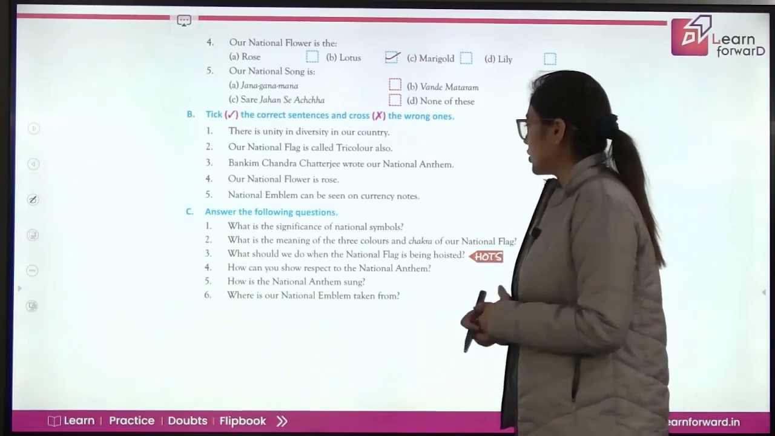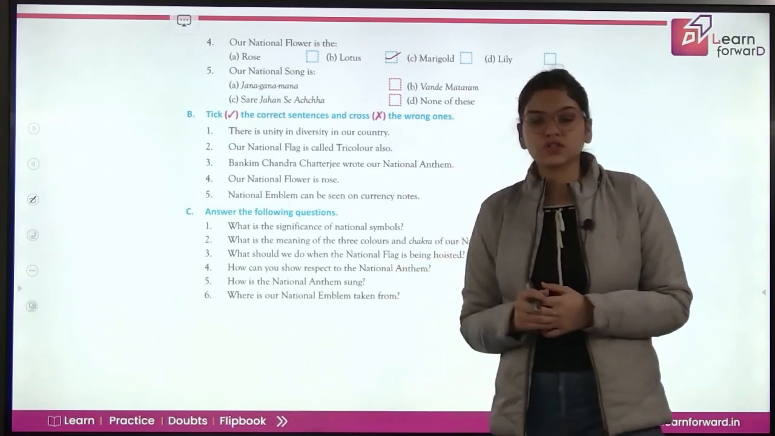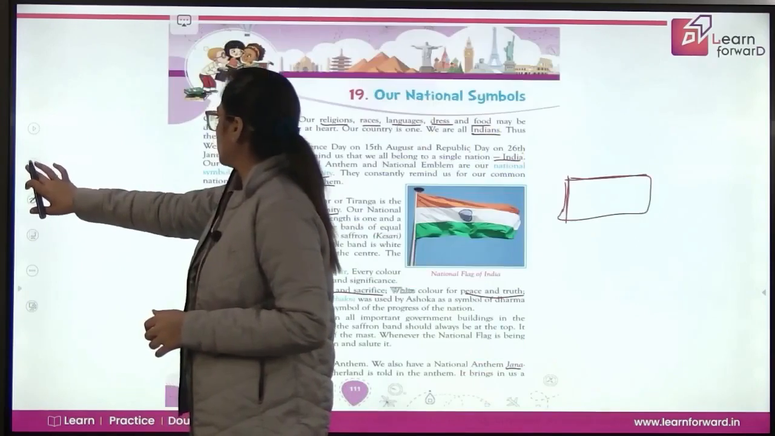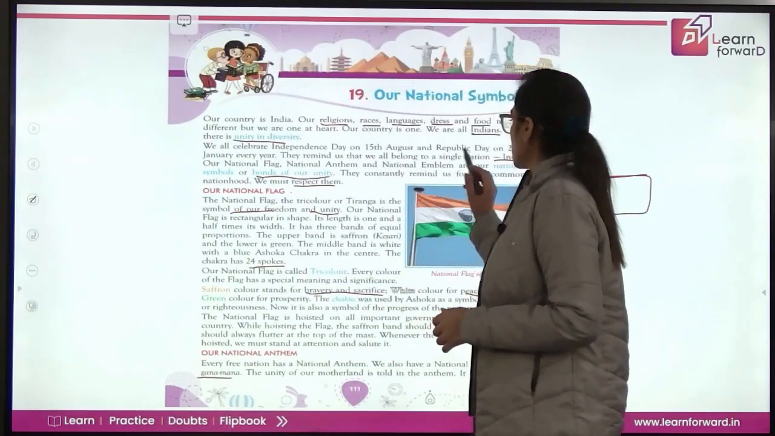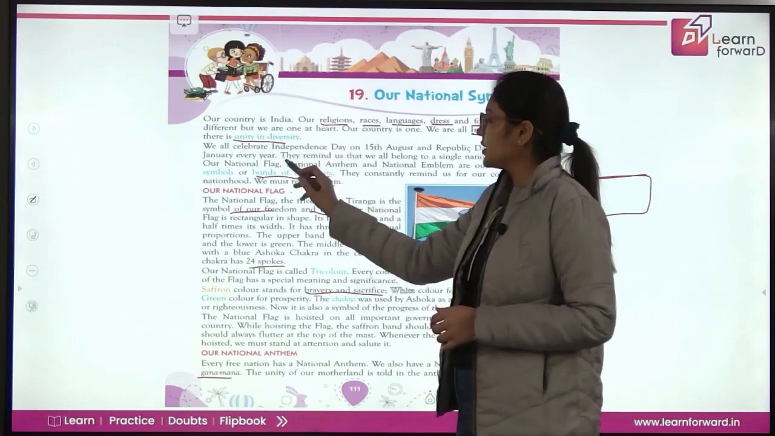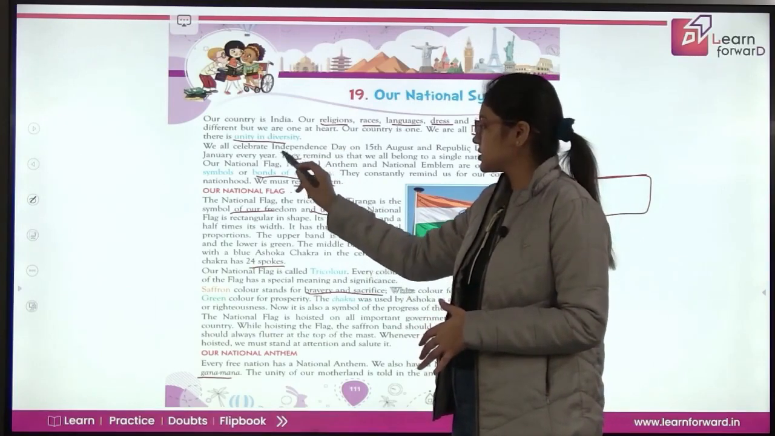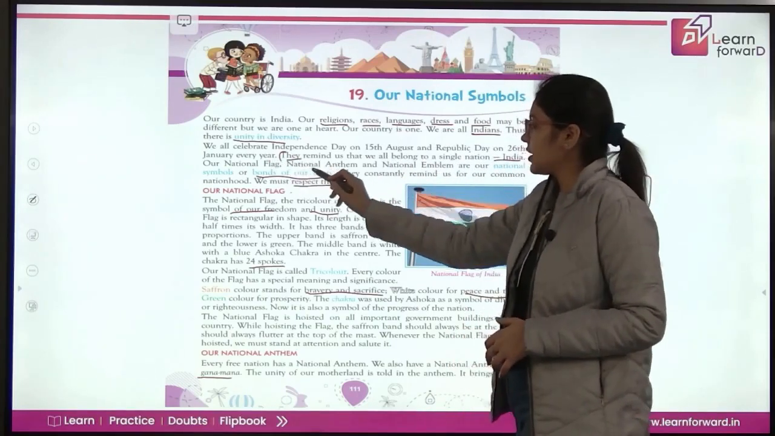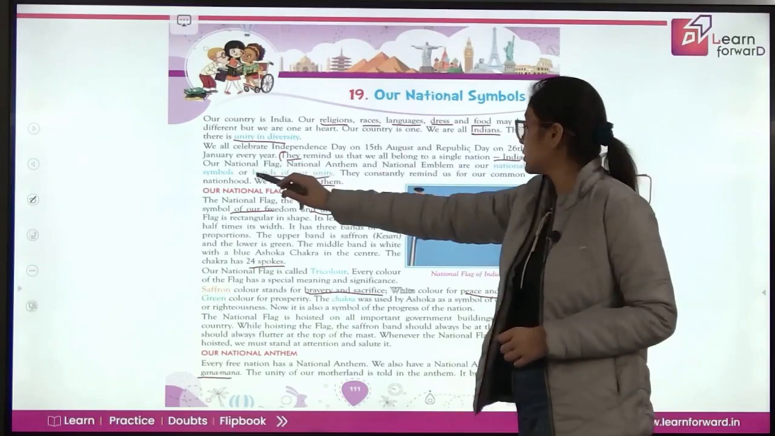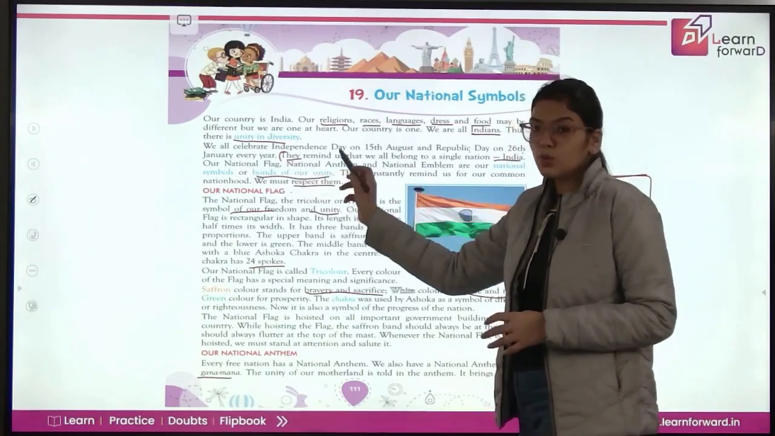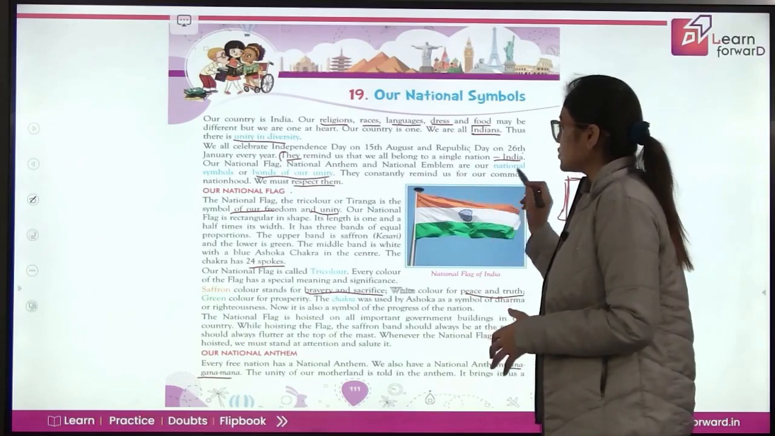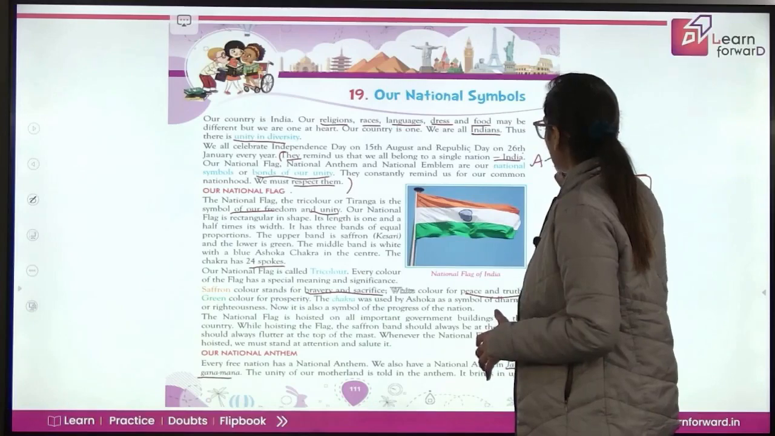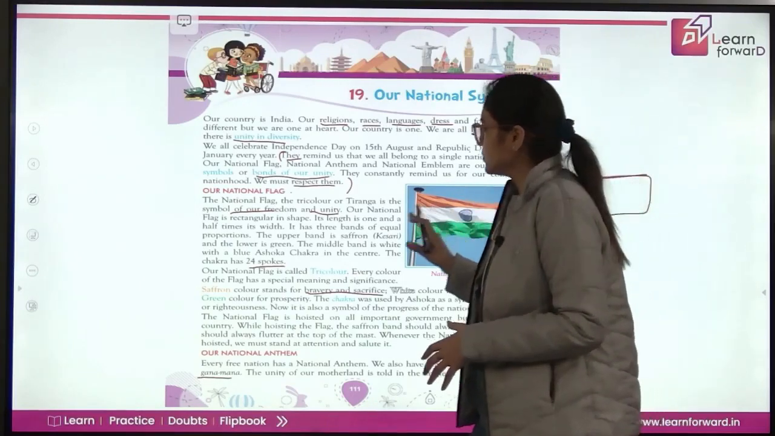Now, answer the following questions. First, what is the significance of the national symbols? To know this answer, we will mark it on the first page of the chapter. Basically, you can write the national festivals here. Instead of the national festivals, remind us that we belong to the single nation India. Our national flag, anthem and national emblem are our national symbols and the bonds of our unity. They constantly remind us of our common nationhood, and we must respect them. So, this is the significance of your national symbols. This is your answer number 1.